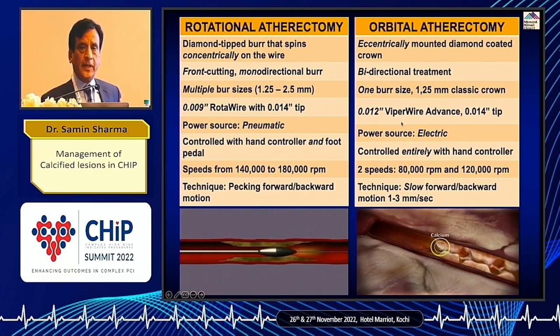Majority of the time you can interchange them, but some cases will do better with the rotational atherectomy, particularly the ostial lesions and severely calcified ones, because as you know, in orbital, there is no ablative surface at the tip. It's just a little proximal.